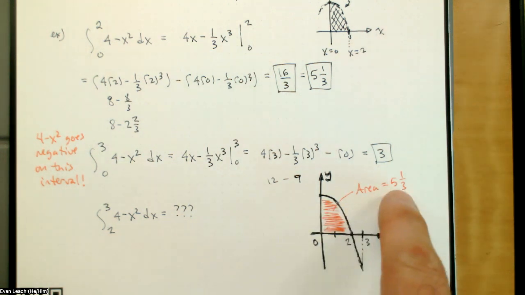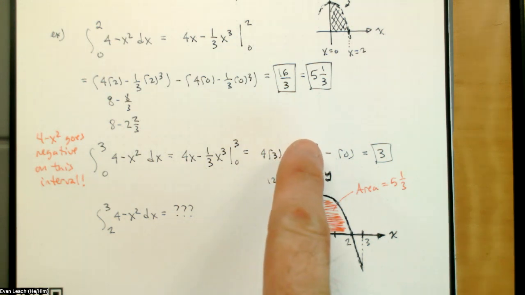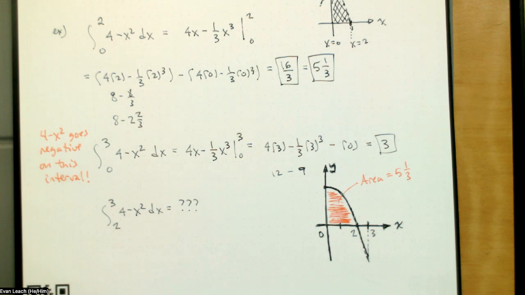Remember this red area up here? That's the 5 1/3 that we got from the previous one, assuming I did the calculations correctly, which is not a good assumption. But the total amount from 0 to 3, we ended up with a smaller amount. How could more area have a smaller value? How could we add area to it and get a smaller value? Yes. That is exactly what's happening.